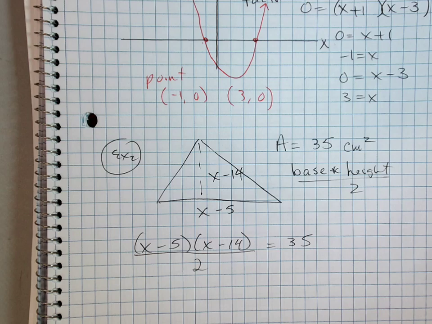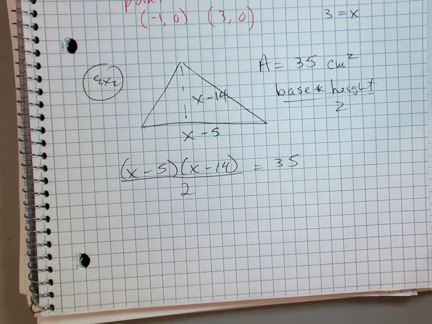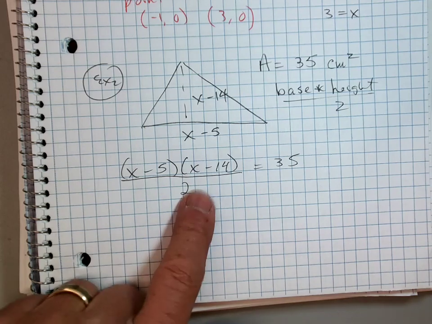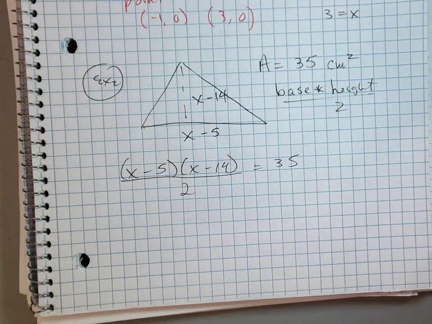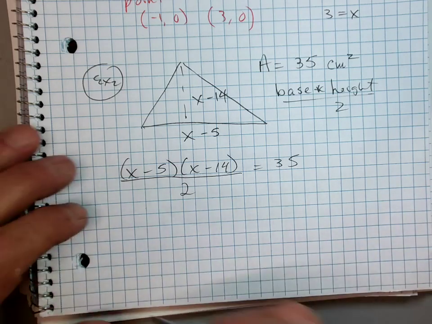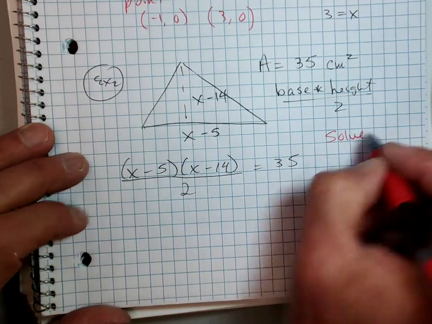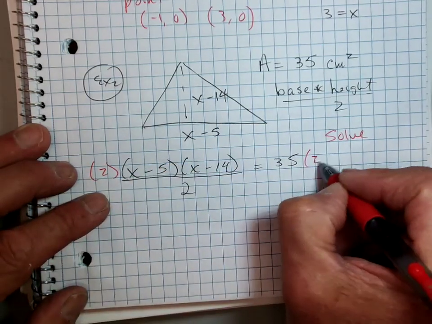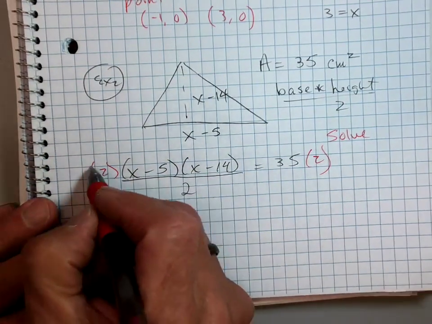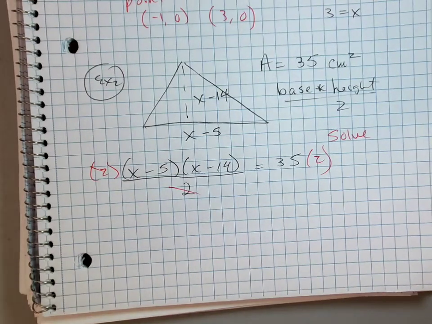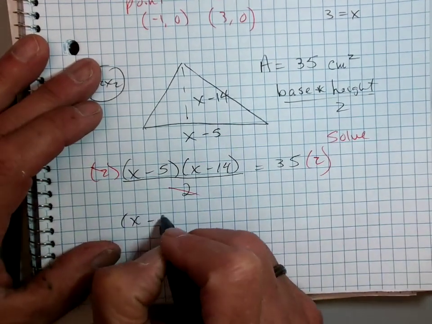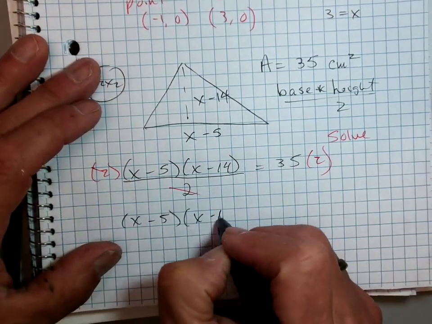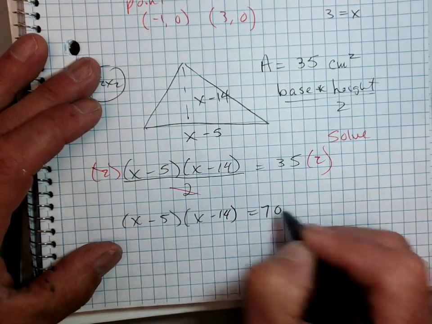All right. So when I take a look at this problem, the first thing I'm going to do is get rid of the 2. I'm just going to multiply both sides by 2, and that's going to help clear this up. I'll cancel my 2's, and I've already made the problem easier. There's no longer a fraction. I eliminated the fraction by multiplying by 2. So I'm going to rewrite what I have now: x minus 5 times x minus 14 equals 70, okay?